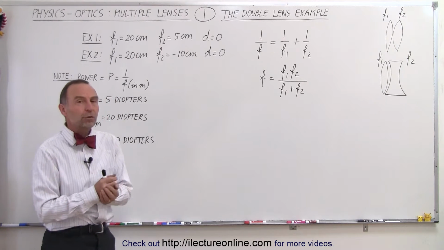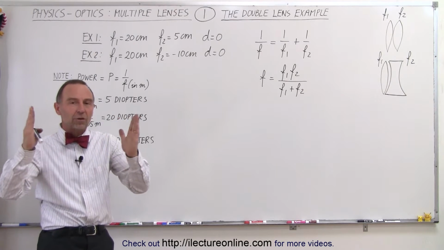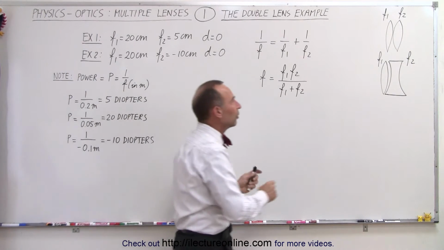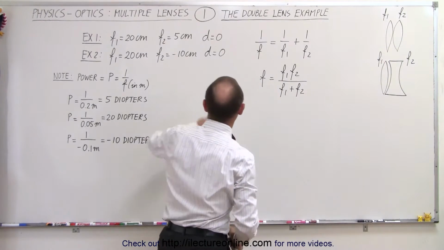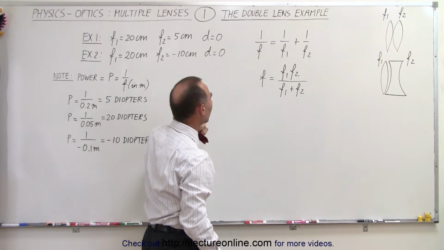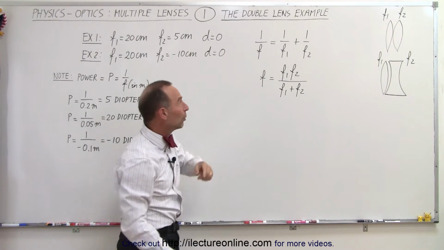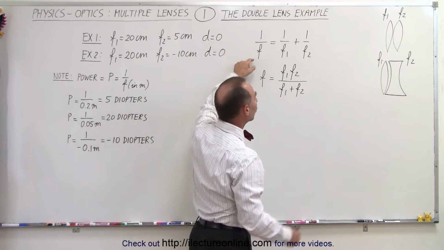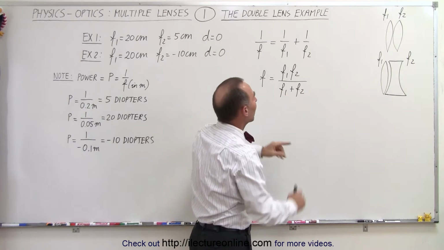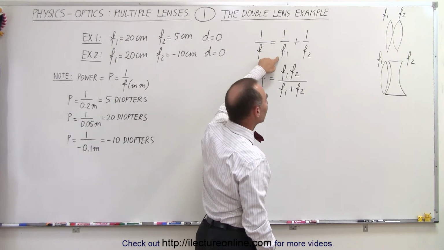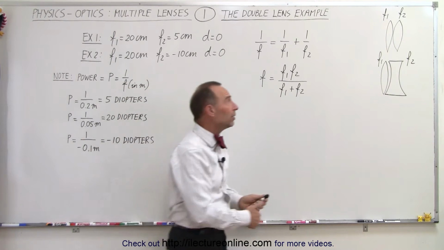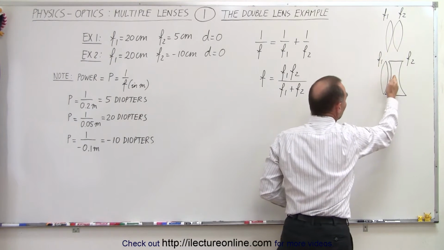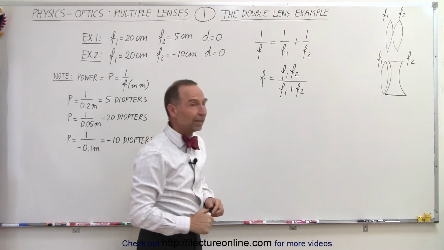And first what we're going to do is assume that the two lenses are smack against one another such that the distance between them is essentially equal to 0. So we're going to set d equal to 0. If that's the case, we can say that 1 over the total focal length of the two lenses combined is equal to 1 over the focal length of the first lens plus 1 over the focal length of the second lens. And it doesn't matter if the lenses are converging lenses or diverging lenses.